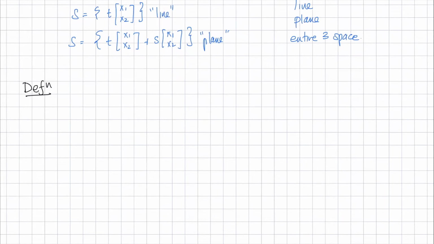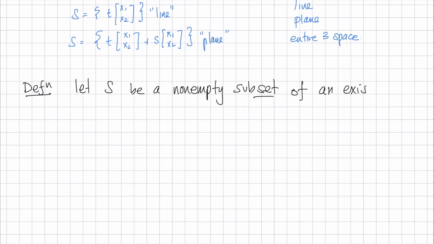Let capital S be a non-empty subset of an existing vector space called capital V. Now, the other day in lecture, I put a bunch of vector spaces on the board. And we'll go over those again today, but there were like 4 or 5 of them that you were expected to know.